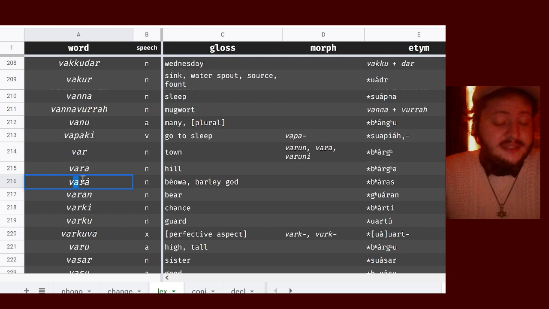The penultimate syllable. It should go here. It should be vara, which is true of the word immediately above it. It's vara. Vara means hill. Vara. And then vara is the barley god.